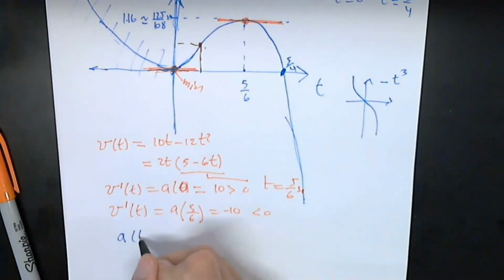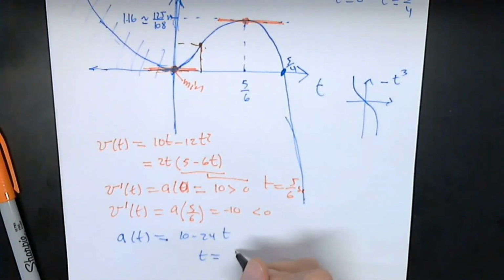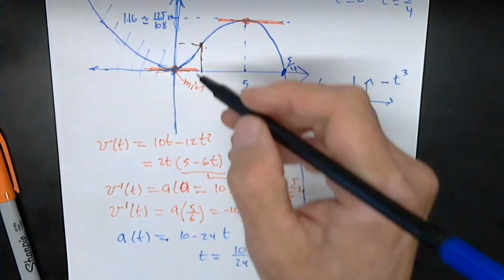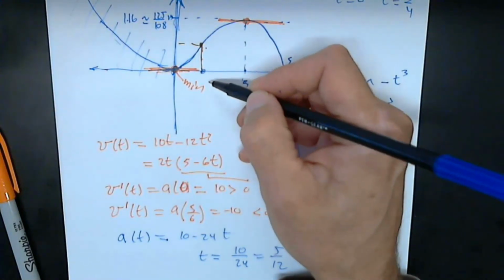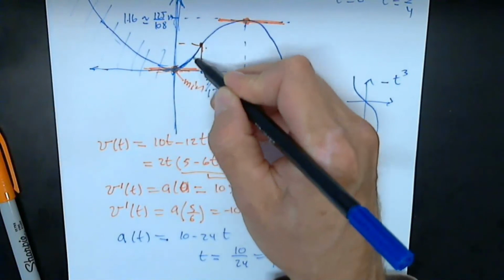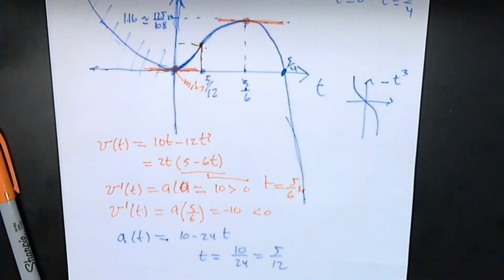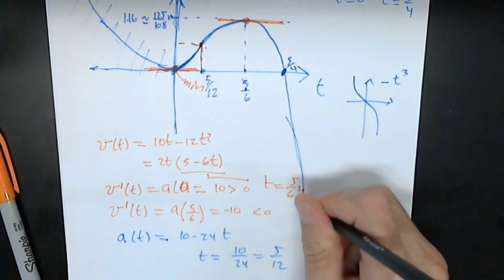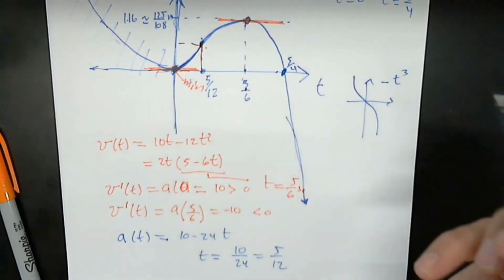And the acceleration is 10 minus 24t, so at t equals 10 over 24 or 5 over 12. So half of 5 over 6, half of that is over here, 5 over 12. Is an inflection point, goes from concave to convex. And this is the graph of the function. One inflection point, one maximum, and 2 zeros.